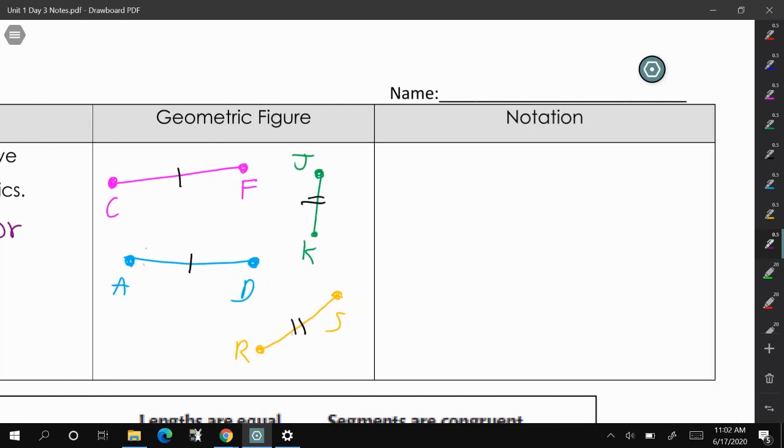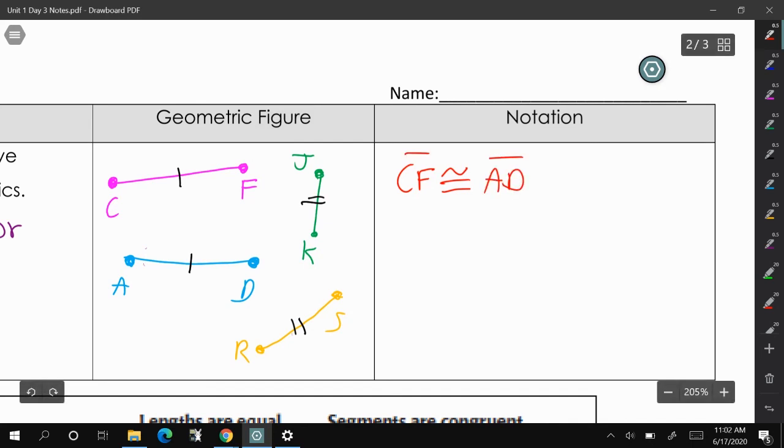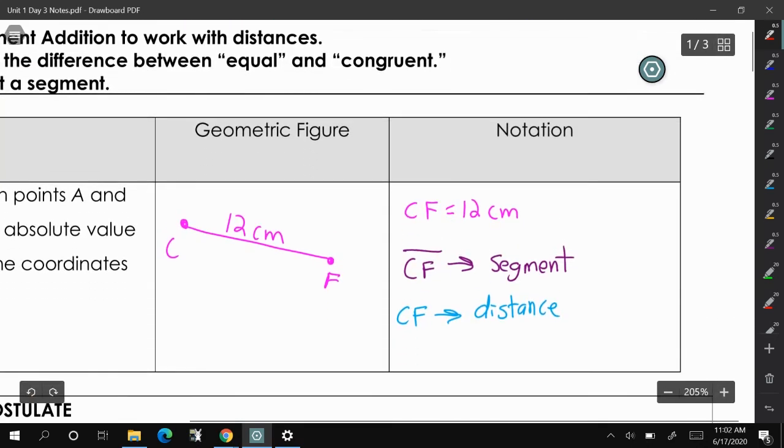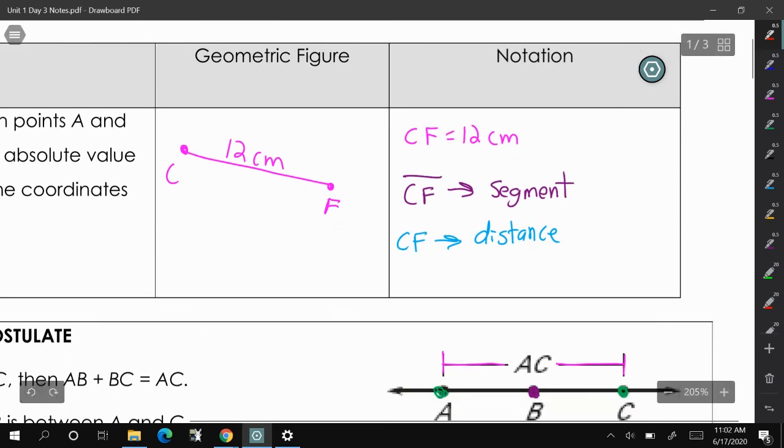The notation for this, we would write that CF is congruent, and this is the congruent symbol. It's an equal sign with a little squiggly tilde over the top of it. So you say CF is congruent to AD. Notice that we have the bars here because we're talking about congruency. Segments, this is segment CF, this is segment AD. Segments are congruent to each other, as opposed to up here, the distances, we would say that they were equal.